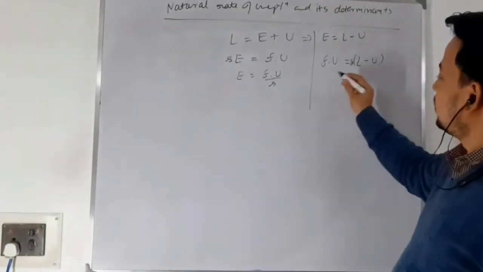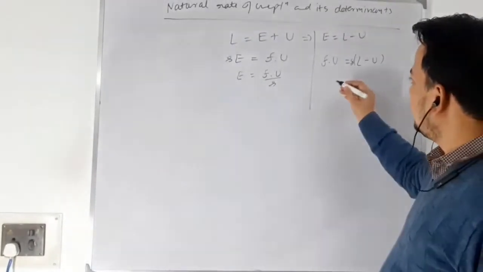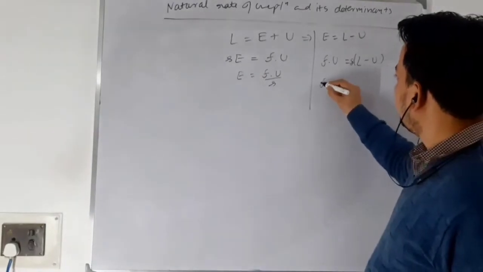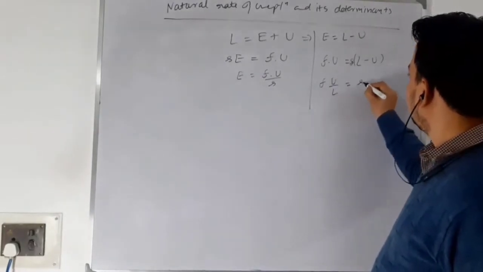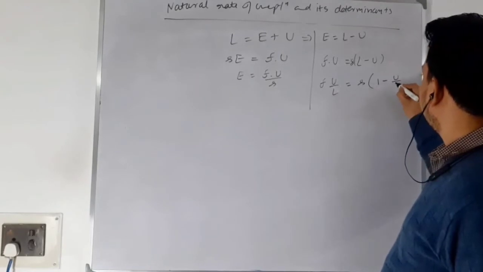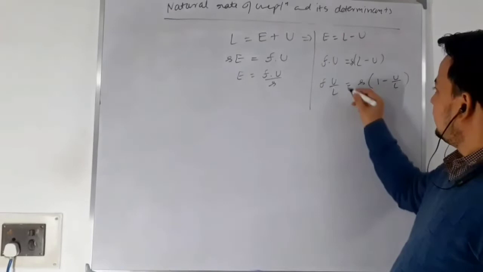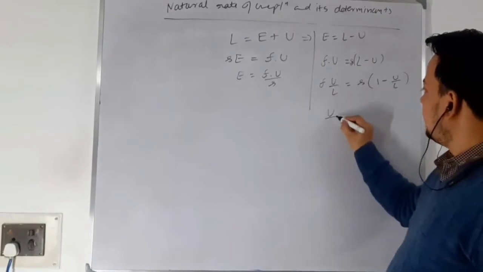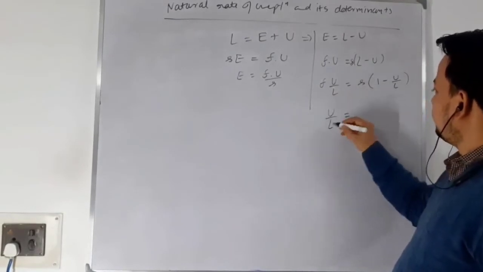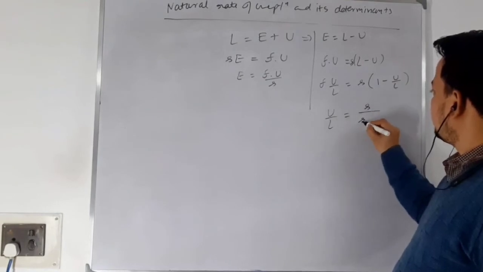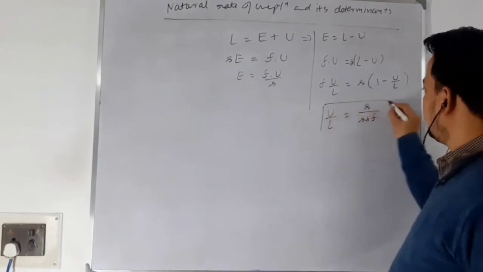Now divide both sides by N. We will get the unemployment rate, U by N, equal to S times 1 minus U by N. Now writing the equation in terms of U by N and rearranging it, you will get U by N, the unemployment in the economy, equal to S over S plus F. This is what we will get.